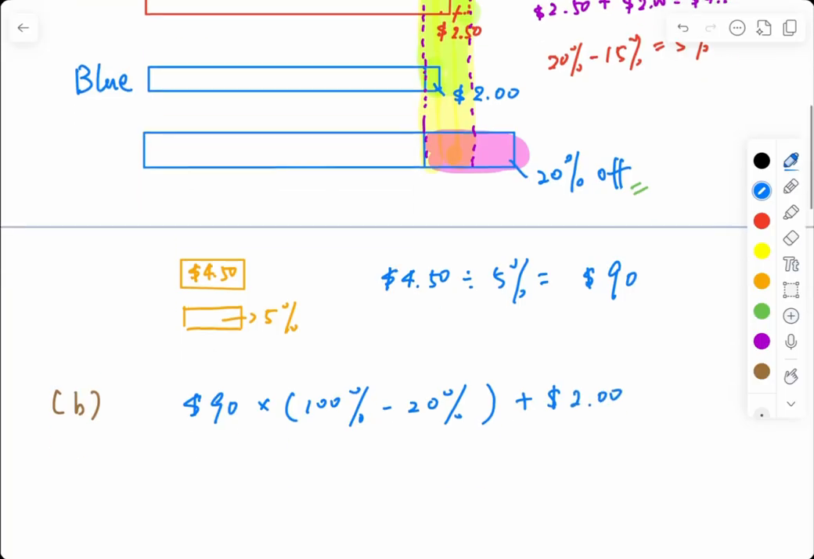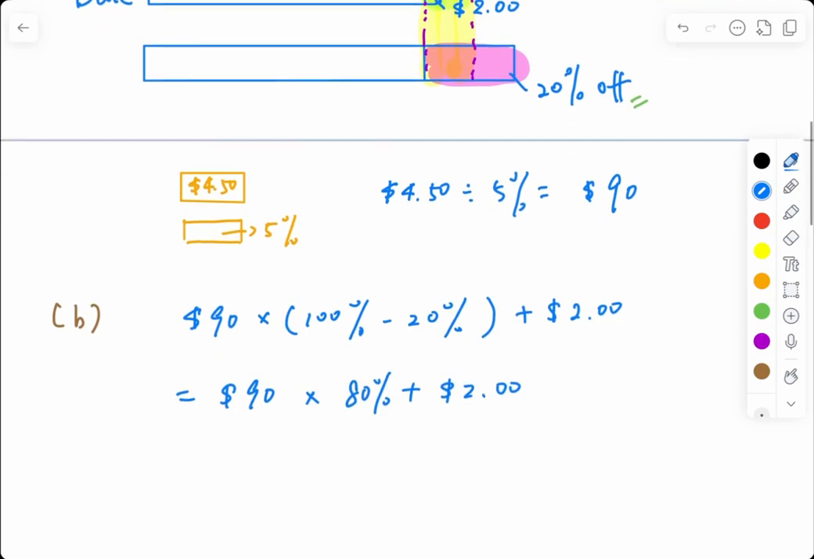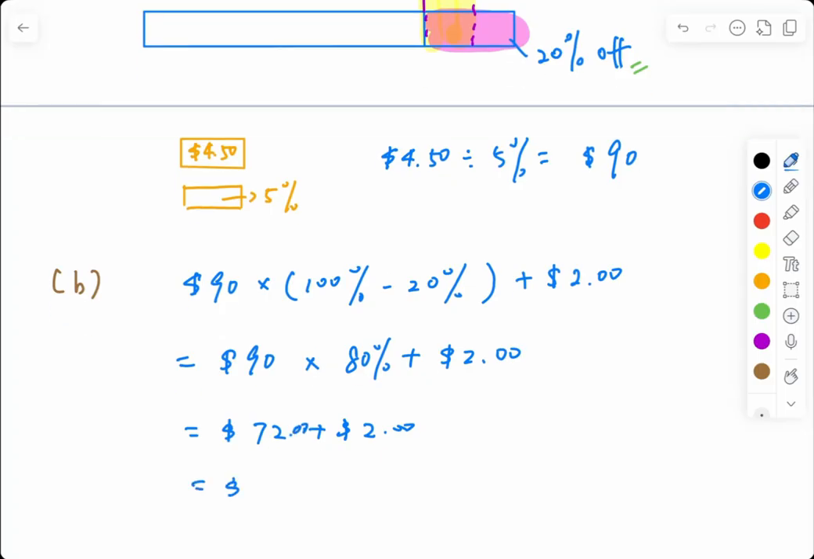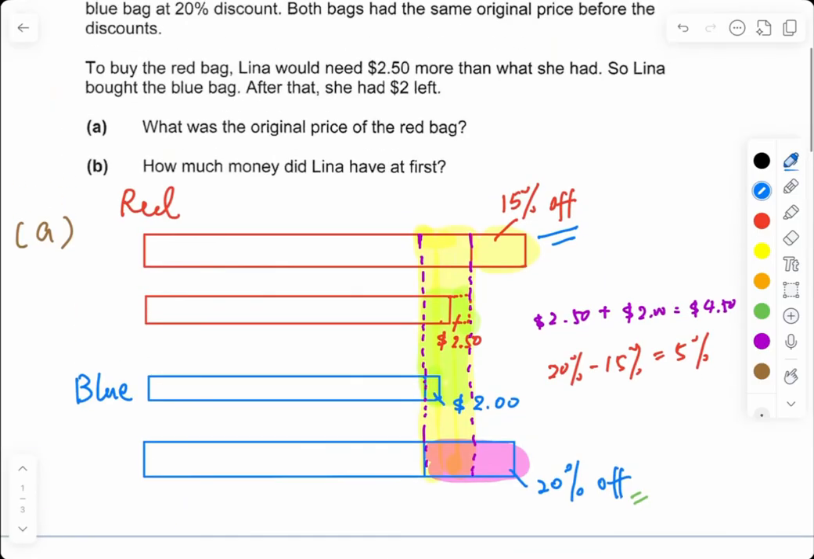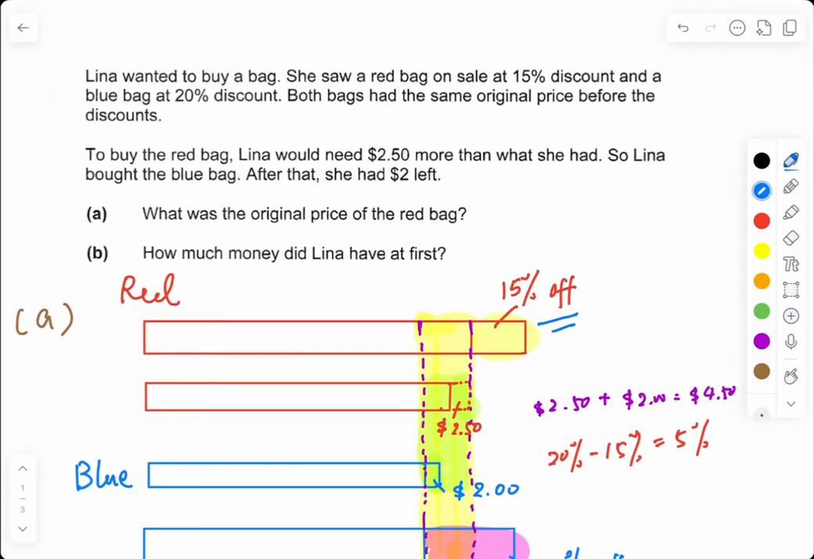Then we can find $90 times 80% plus $2. So at first, Linda had $74. Okay, now that's the process how we solve question number 14.